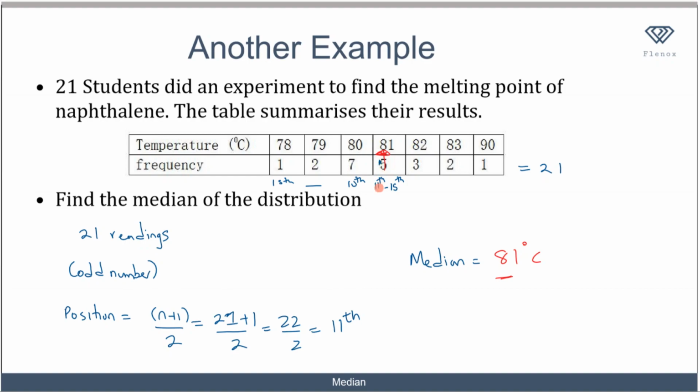So as you saw, the 11th to the 15th fell within this row over here. So when we trace it to the temperature reading, we got 81. So we know that our median in this case is 81 degrees Celsius. So that pretty much sums up our discussion on median.